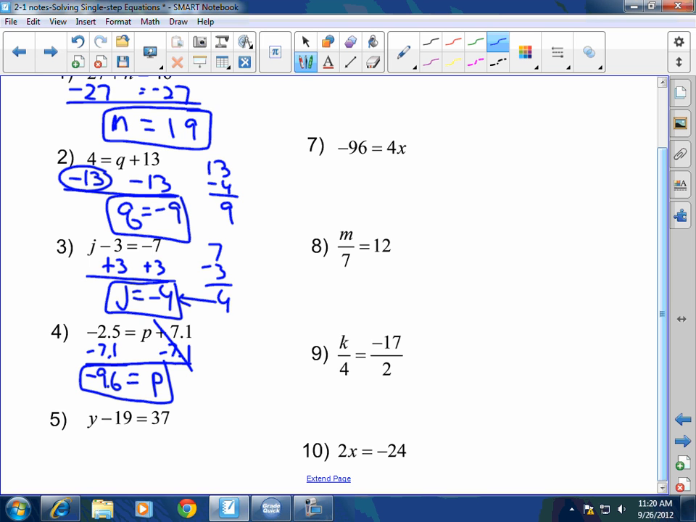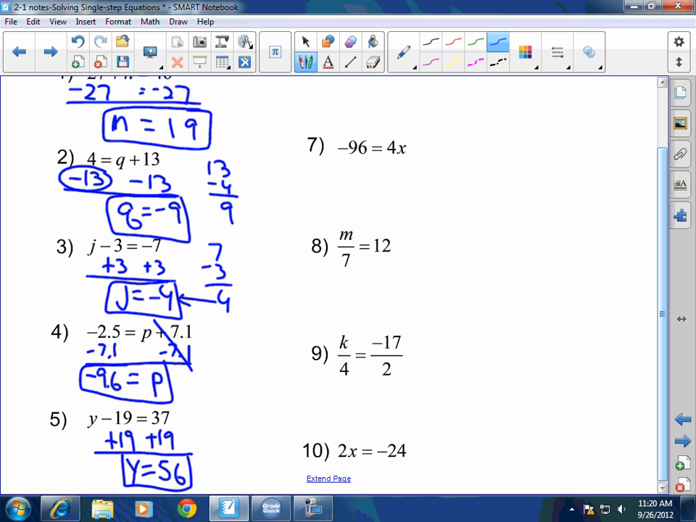y minus 19 equals 37. What's the relationship between the y and the 19? They're subtracting. What is the sign of the 19? Negative. How do you get rid of subtraction or negative? You add 19. Use the additive inverse. So you add 19 to both sides. Add those up, and you're going to get y equals 56.